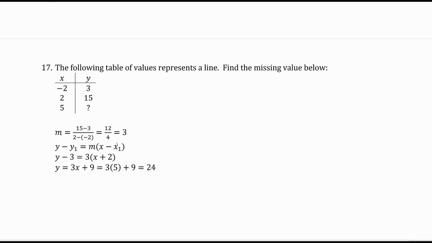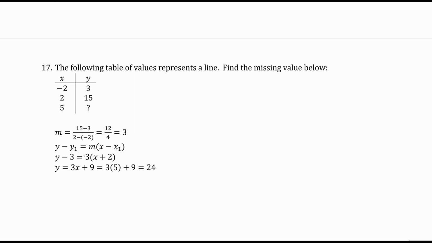Now we use the point-slope form. We substitute m equals 3, and we'll use the first point, (-2, 3). The x1, 2 negatives become a positive, and the y is a 3.